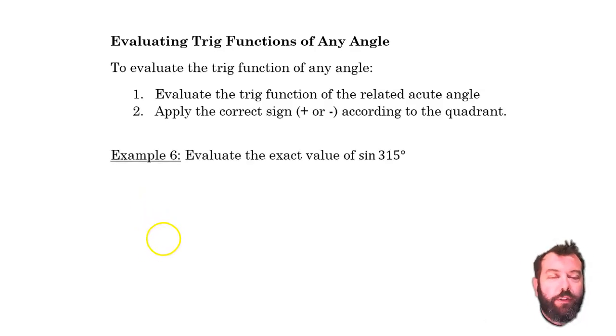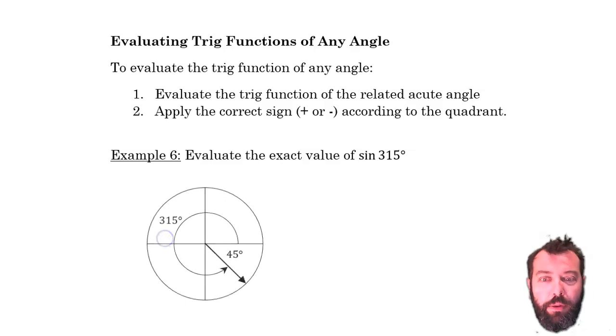Right, here's an example. The exact value of sine 315 degrees. Well, you know how this is going to begin, don't you? It's going to begin with a diagram. So 315 is here. It's in the fourth quadrant. And if you like, it is 45 degrees below the x-axis, right? It's 360 minus 45. My related acute angle is 45 degrees. So we've determined that much.